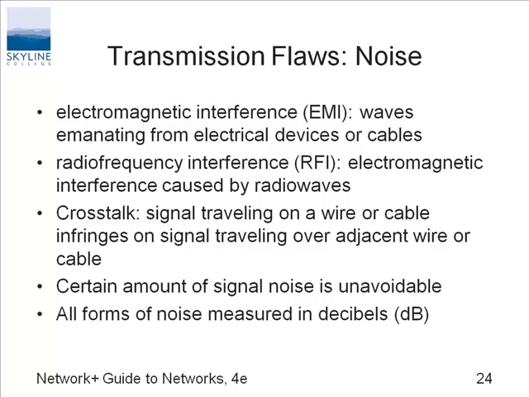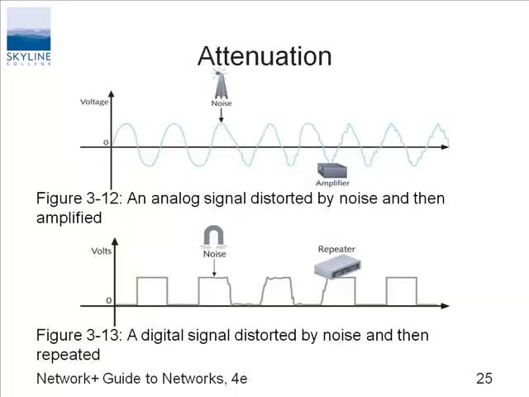All forms are measured in decibels, dB, and dB is typically a measure of noise. So we measure the noise in dBs. This is a better picture than I can draw, although I tried earlier. Noise, attenuation, well, they said attenuation and noise. Attenuation is a new term, isn't it, Stephanie? Yes. What does that mean? What's attenuation?